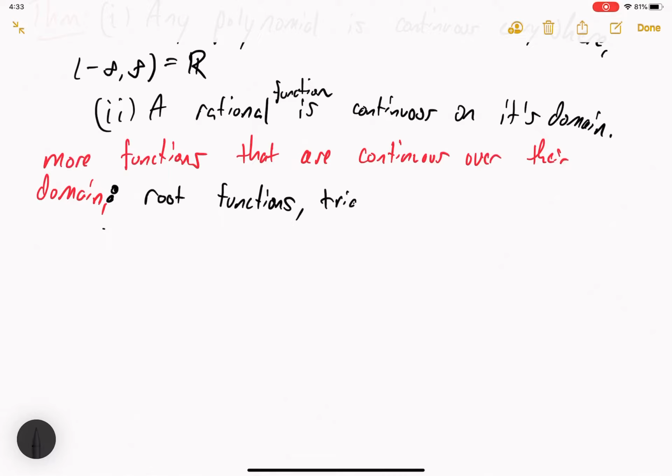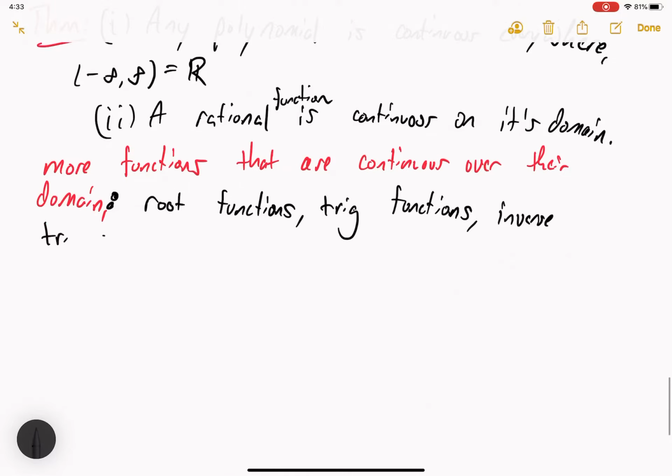Trig functions are continuous too. What that means is sine and cosine are continuous everywhere. We have inverse trig functions. Those are also continuous on their domain; with trig functions you sometimes have to specify. Exponential functions, like e to the x, are continuous everywhere. And the last one we have for now is logarithmic functions.